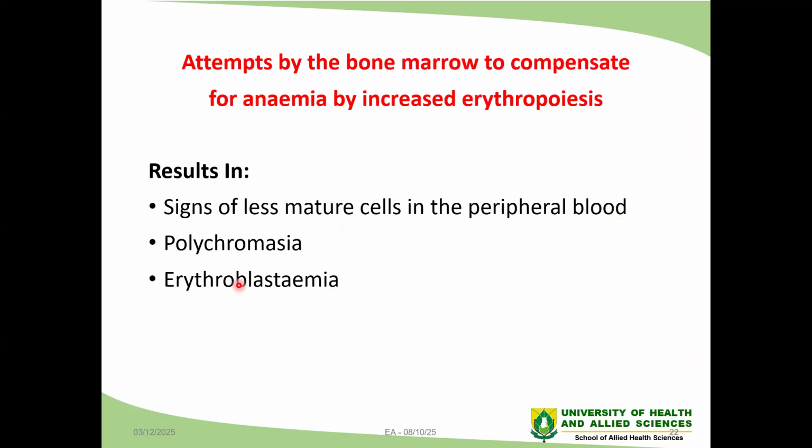Now, anytime the bone marrow tries to compensate for anemia by increasing production, the patient would tend to present or show a lot of less mature cells in the peripheral blood. And then in that case, we are going to see polychromasia. And then in other cases, the presence of nucleated red cells in the blood film. So that is erythroblastemia.